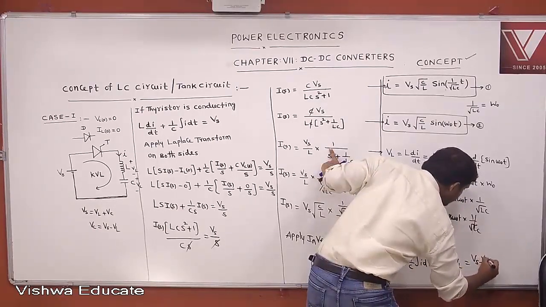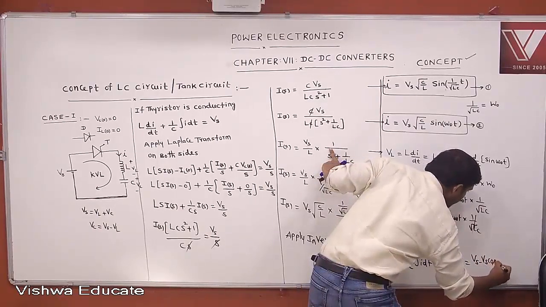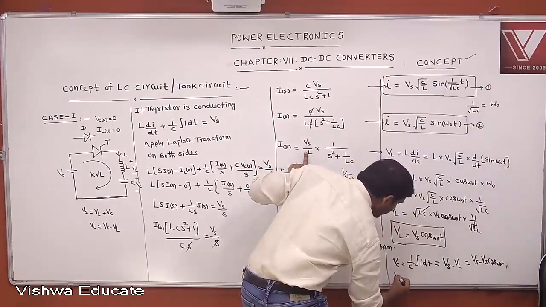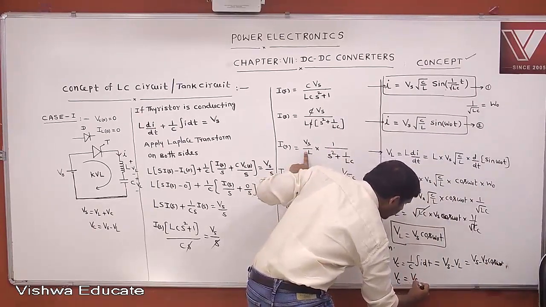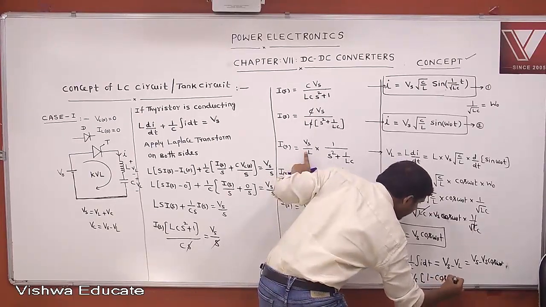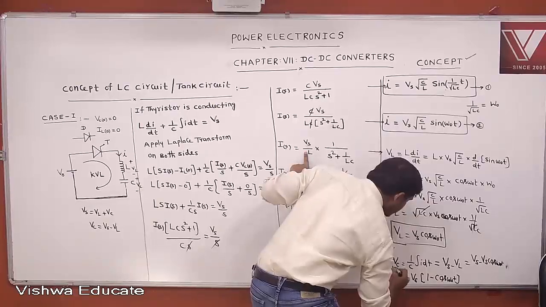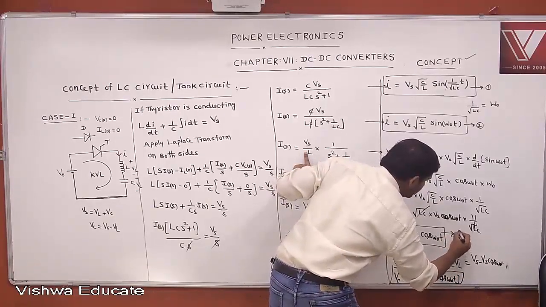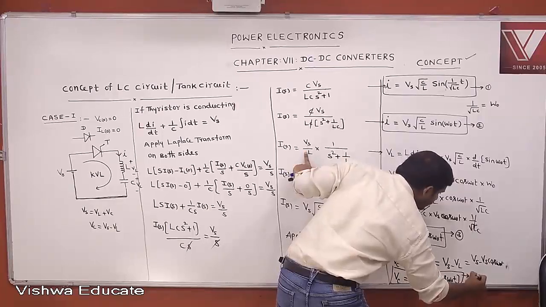VS minus VS into cos omega naught t. Then you can get the expression for VC, the voltage across the capacitor, equal to VS into 1 minus cos omega naught t. This is the expression for voltage across the capacitor. Let this be equation 3 and this be equation 4.